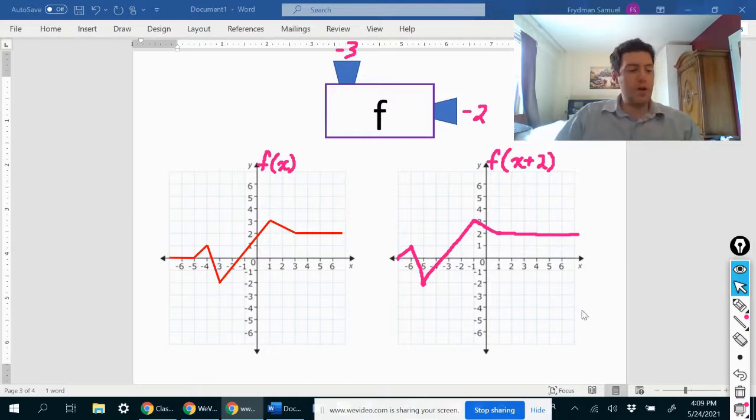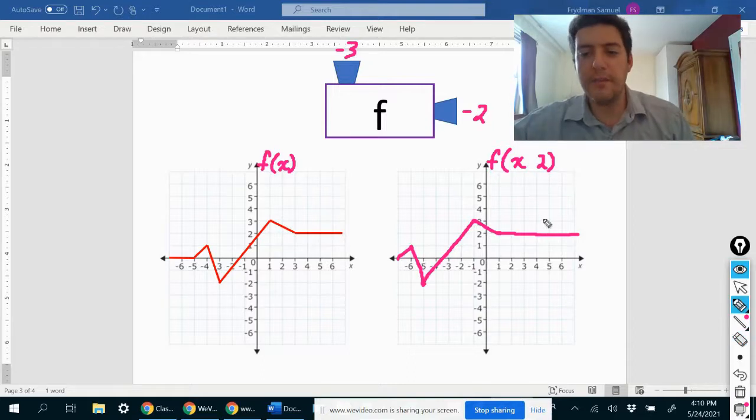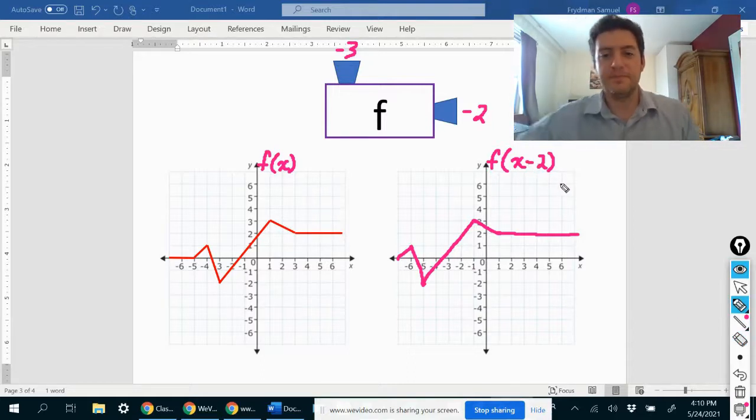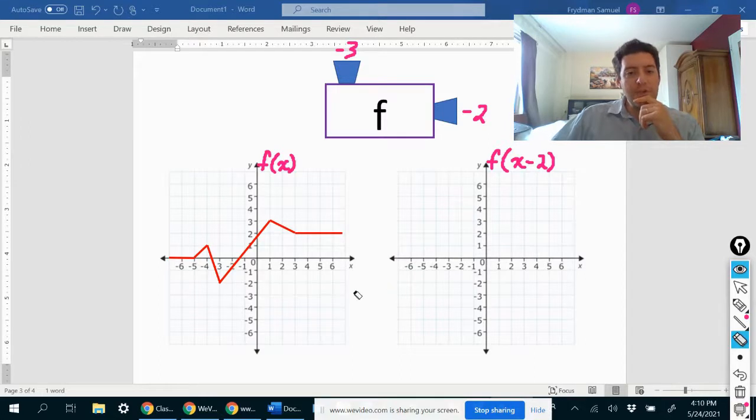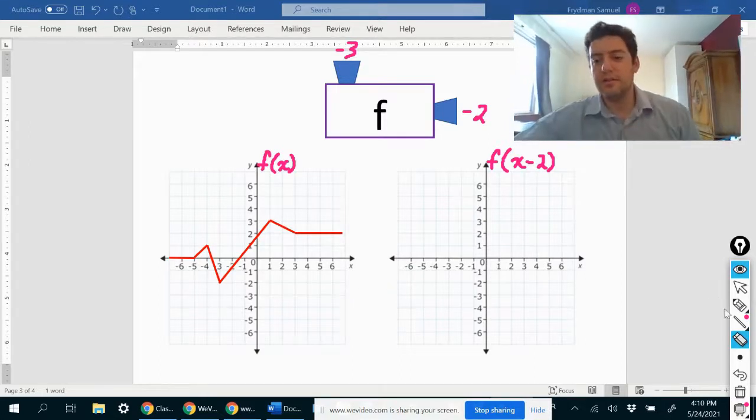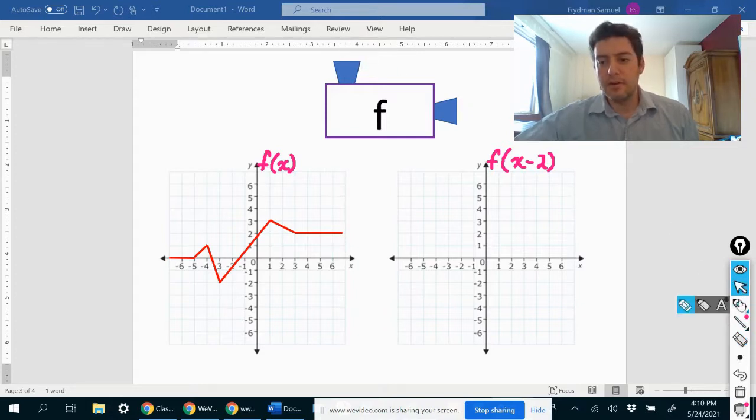Okay, now what would happen if we change this +2 to a -2? Well, you probably can guess what's going to happen. We'll do a couple of examples. So let's say that x is 3. Then if we put the 3 in here, we get 3 minus 2, which is 1. So we're putting the number 1 into the function machine.